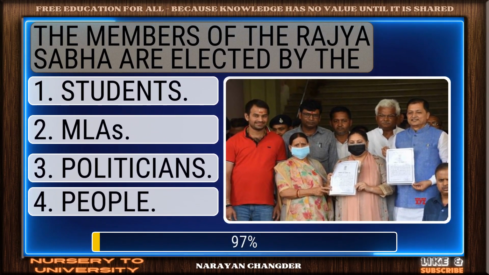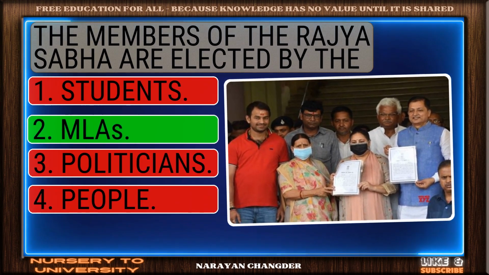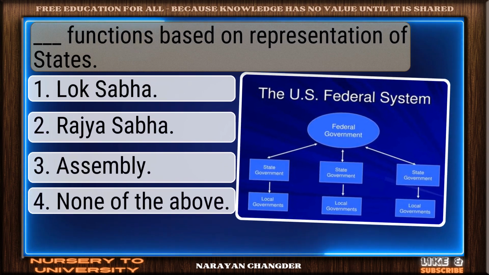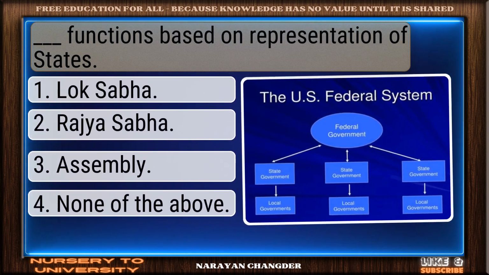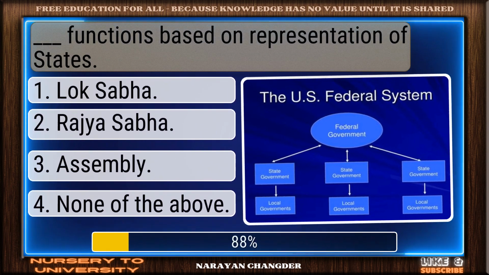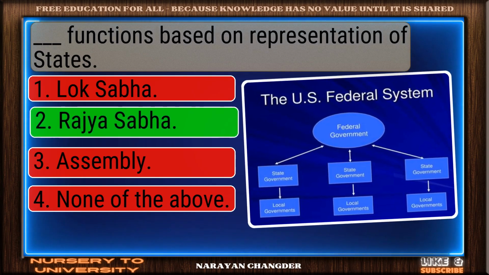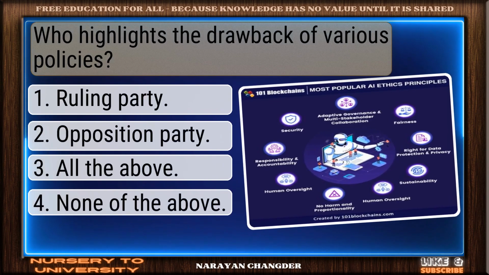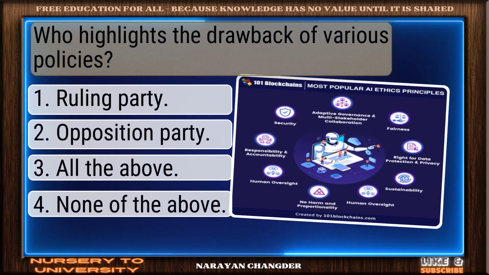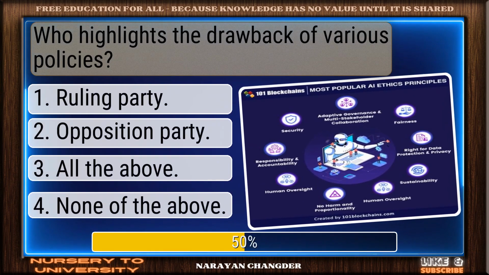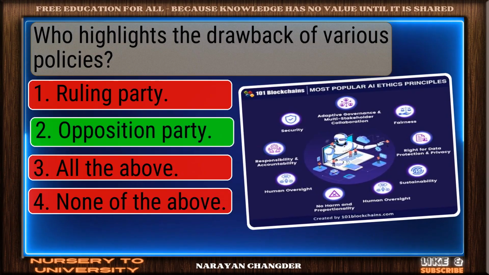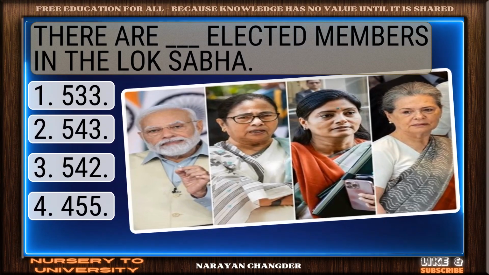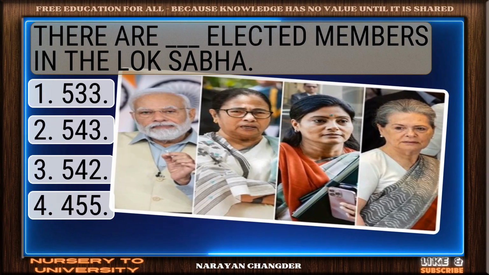Excellent. MLAs is a brilliant choice. Question number 129. Dash functions based on representation of states. Smart move. Rajya Sabha is an accurate answer. Question number 130. Who highlights the drawback of various policies? Valid point. Opposition party is true. Question number 131. There are dash elected members in the Lok Sabha.